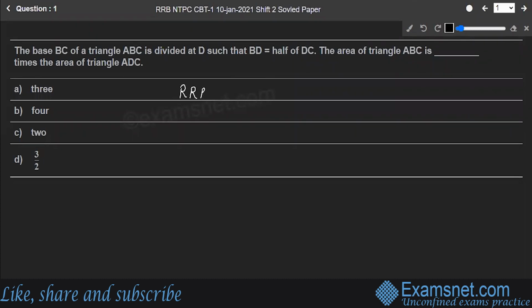Today we'll be solving the RRB NTPC CBT-1 10th Jan 2021 Shift 2 paper. As usual, this paper is going to have about 100 questions. There are 4 sections: maths, English, GK, and reasoning ability, with about 25 questions from each section. I hope you're already well prepared for your exam, and this paper will help you prepare even better.